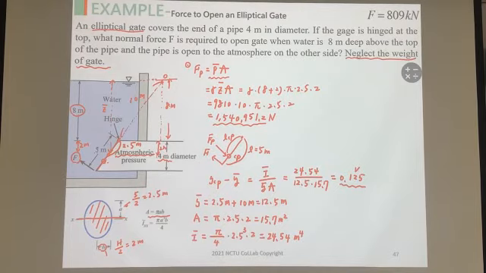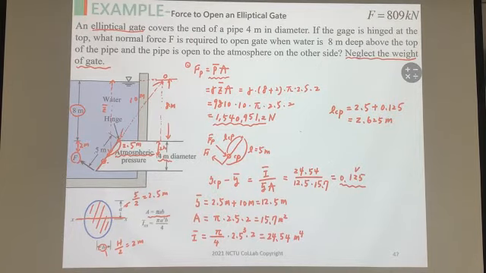So actually we can compute the LCP. LCP is the distance from the hinge to the centroid point, which is 2.5, plus the distance between the CP and the centroid point, so just plus 0.125. So LCP is equal to 2.625 meters.